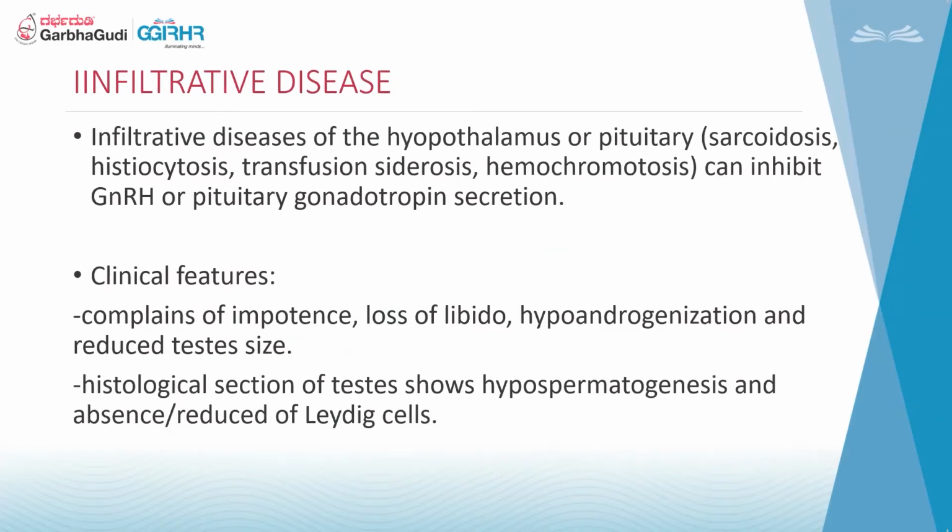Coming to infiltrative disease. Infiltrative diseases of the hypothalamus or the pituitary, like sarcoidosis, histiocytosis, transfusion siderosis, hemochromatosis, can inhibit GnRH or pituitary gonadotrophin. This happens because these infiltrating substances enter the cells and hamper the gonadotrophs in releasing those factors, and this is how it happens.